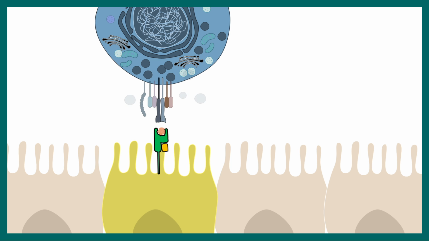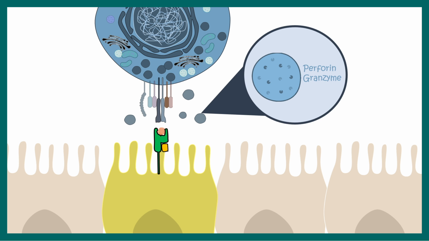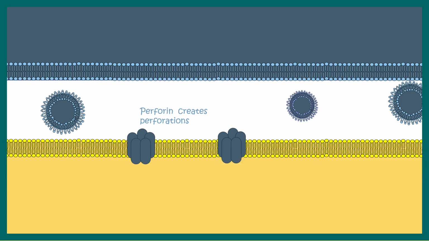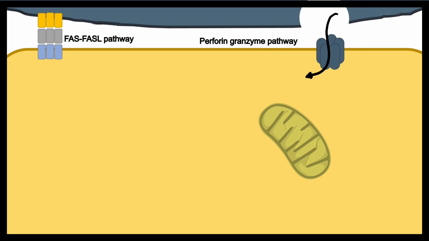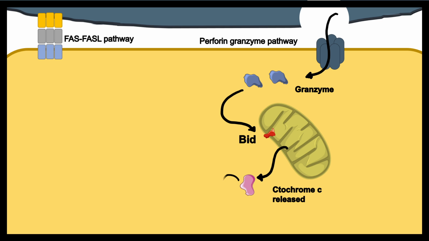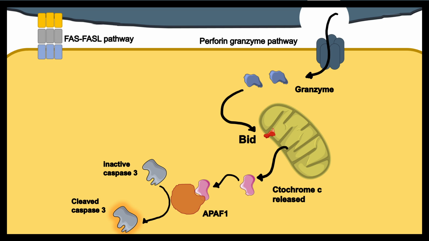They secrete several cytotoxic granules which have perforin and granzymes. These cytotoxic granules get into the cells, so perforin and granzyme lead to activation of the apoptotic pathway. Granzyme activates BID on the mitochondrial membrane, which allows the leakage of cytochrome C. Once cytochrome C is leaked into the cytoplasm, it can interact with APAF1, eventually leading to the activation or cleavage of inactive caspase 3. Cleaved caspase 3 is active and can execute the process of apoptosis.